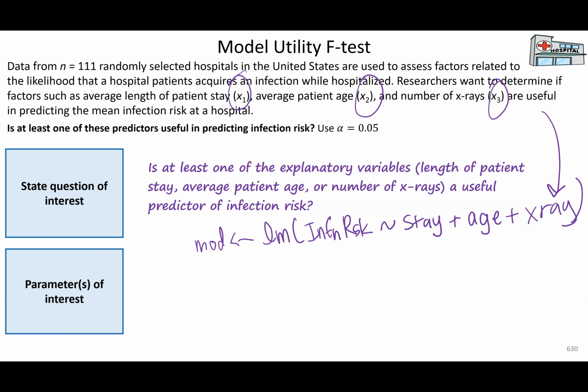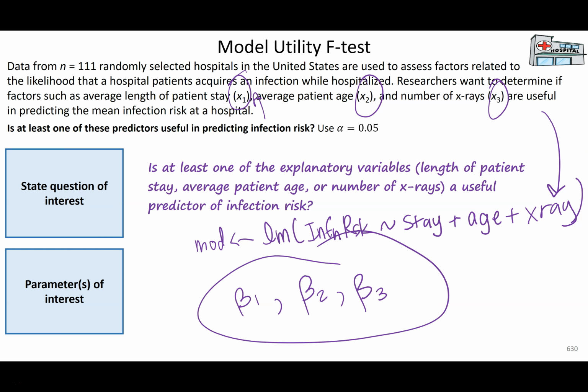Here I am interested in beta 1, the slope coefficient associated with the length of patient stay. Beta 2 is the slope coefficient associated with average patient age. And beta 3 is the slope coefficient associated with number of x-rays. So these are the parameters of interest that I am interested in making a statement about.